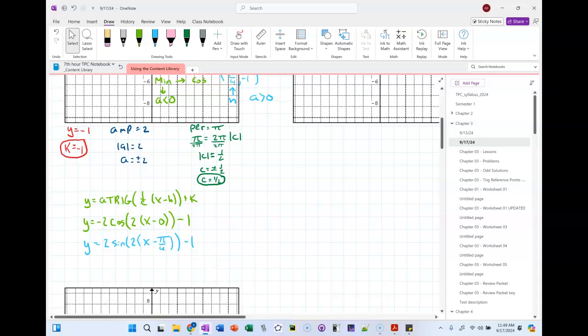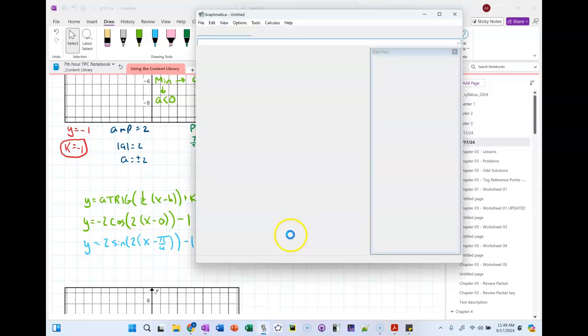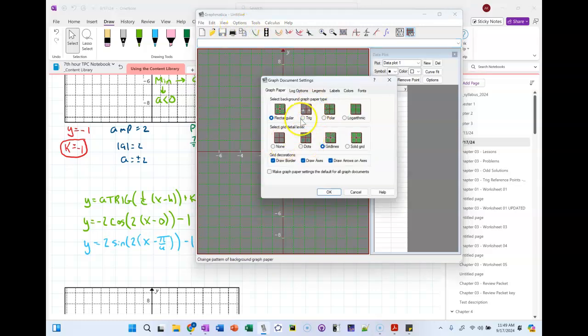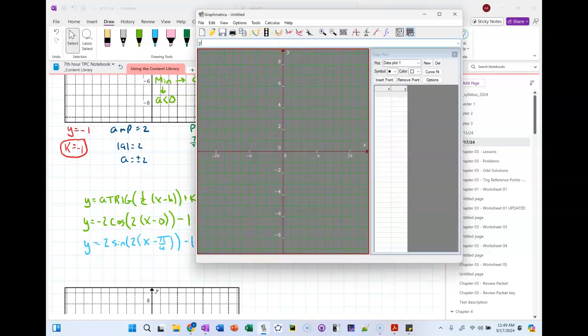Both of these two equations will give me the same picture. Just to verify or to prove that to you, I'm just going to open up this piece of graphing software here and show you that I get the same thing. So there's my cosine function.